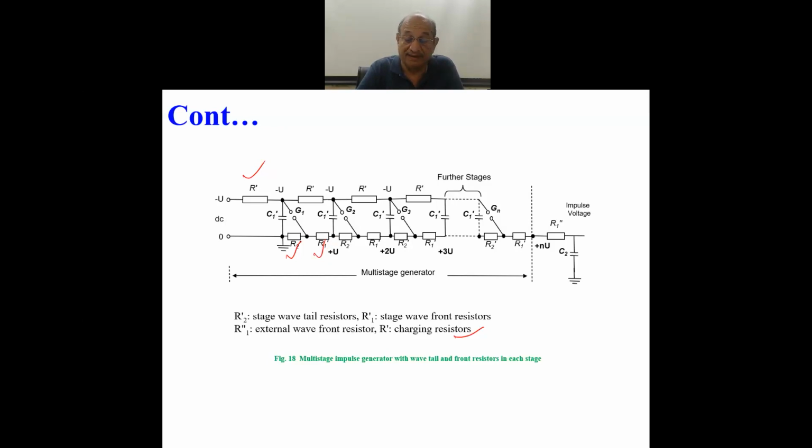Towards the end of the last stage, you may or may not have another resistor, R1 double prime, that is the external wave front resistor. R1 double prime is known as the external wave front resistor. You may have it or you may not have it, depending upon what total value of R1 you want.